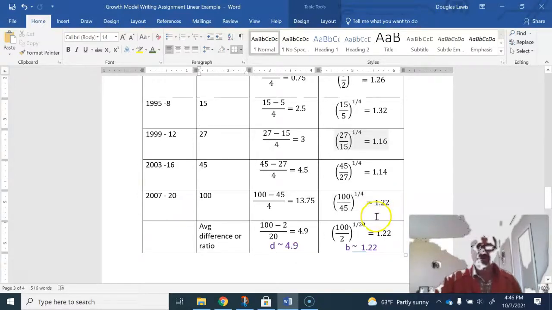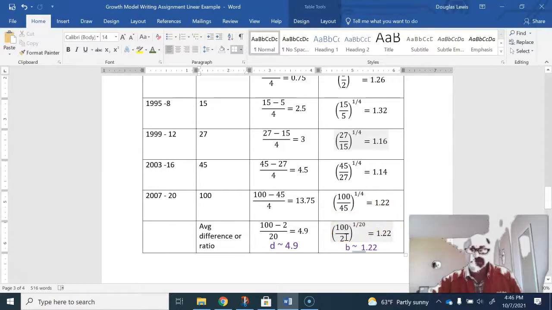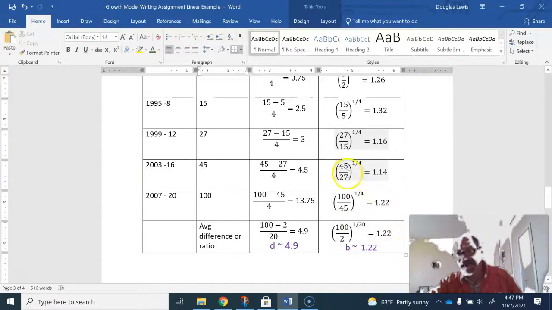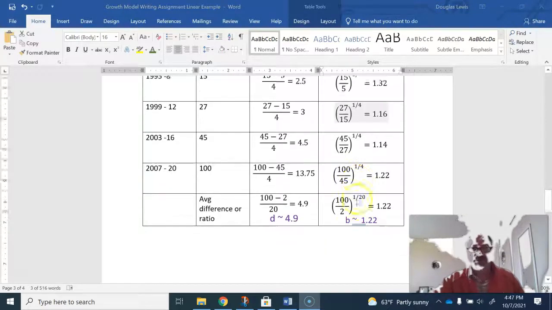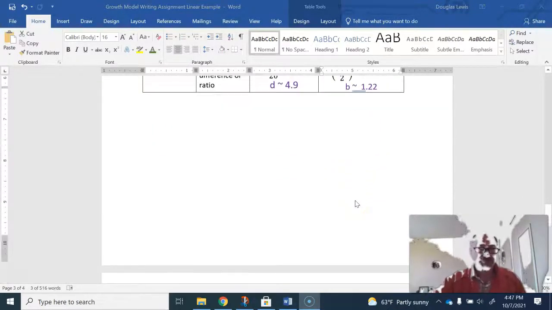And then the overall average ratio is, instead of 100 minus 2, you take 100 divided by 2, and it's a 20-year span, so you do it to the 1/20 power. And that gives me 1.22, which interestingly enough was the same as this last change right here, 1.22. So I'm going to use B, the common ratio, because I'm using exponential.